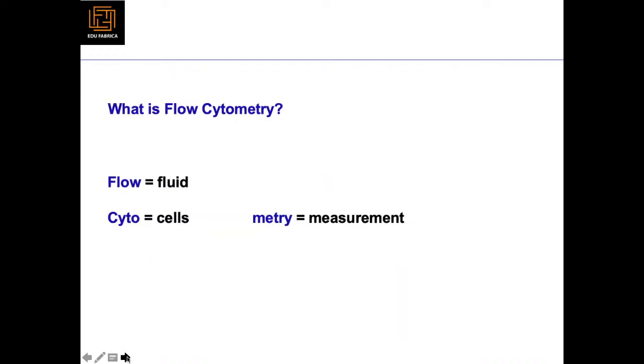So what is flow cytometry actually? Flow means fluid, cyto means cells, metry means measurement. So we are actually measuring the fluid cells, the cells which are in fluid form. We are trying to measure those cells.